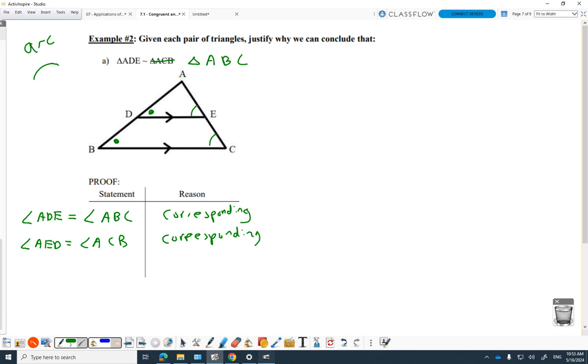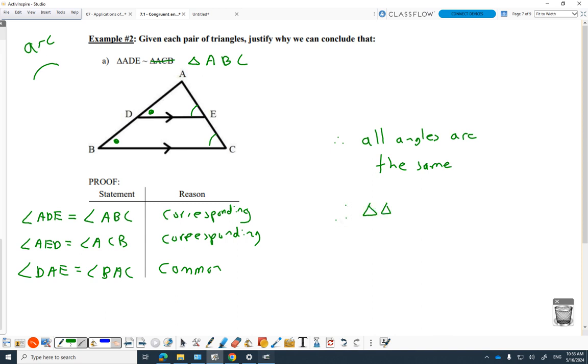Well, I'm almost home. I've shown two of the angles are the same. Watch this one. Angle DAE equals angle BAC because they're the same angle. We call that common. They're common to both. Therefore, all angles are the same. Therefore, triangle ADE is similar to triangle ABC.